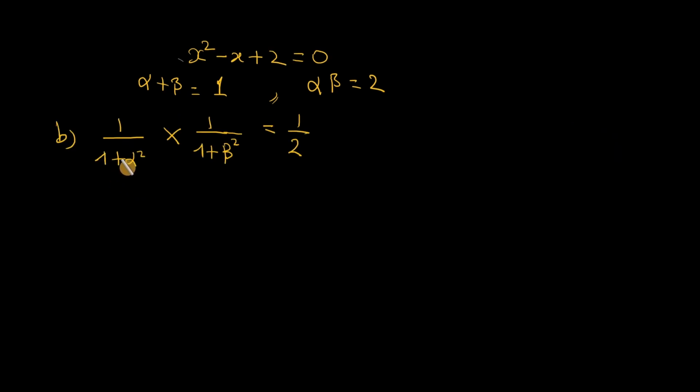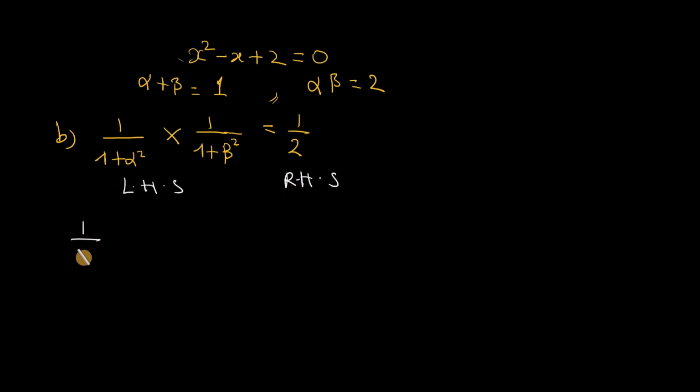We are also required to prove that 1 over 1 plus alpha squared times 1 over 1 plus beta squared equals half. This is the left hand side of the equal sign. This is the right hand side. To prove this, we need to start from the left hand side so as to obtain the right hand side. That is left hand side, right hand side. Let's start from the left hand side.